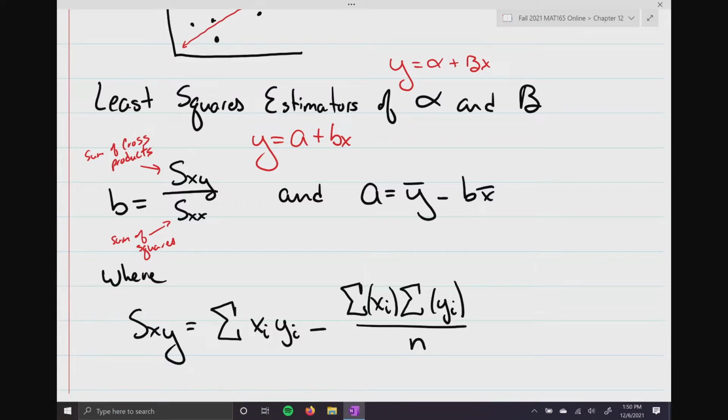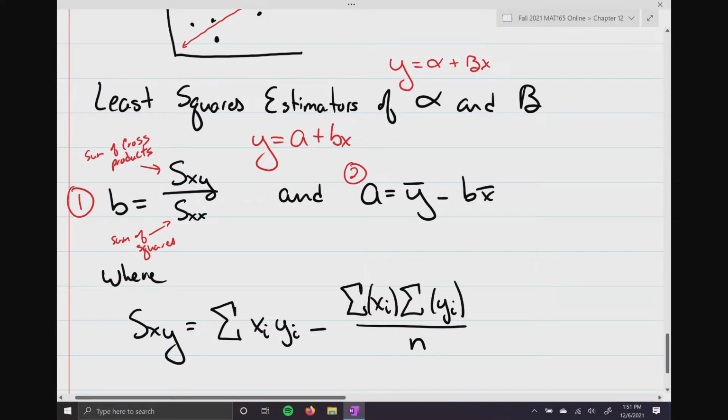SXX is the sum of squares. So that's how we find B. A, which is our y-intercept, equals the average of the y values minus B times the average of the x values. So in order for you to calculate A, you got to do B first. So we find our slope first, and then we find our y-intercept second.